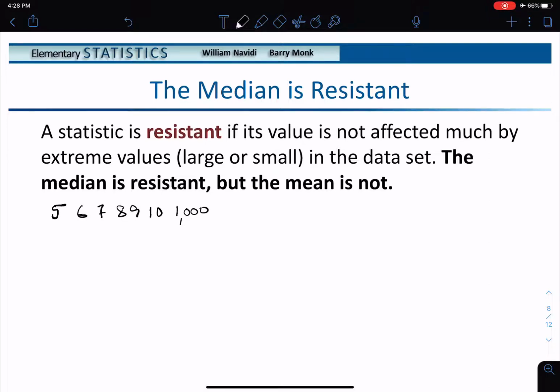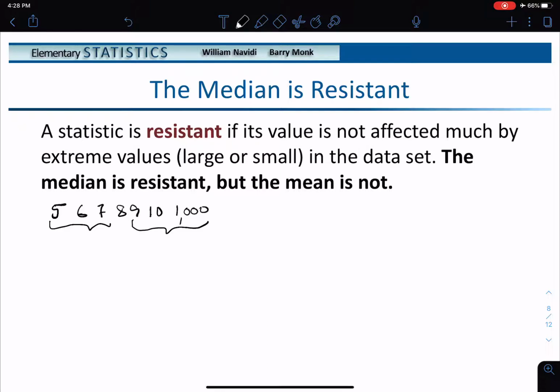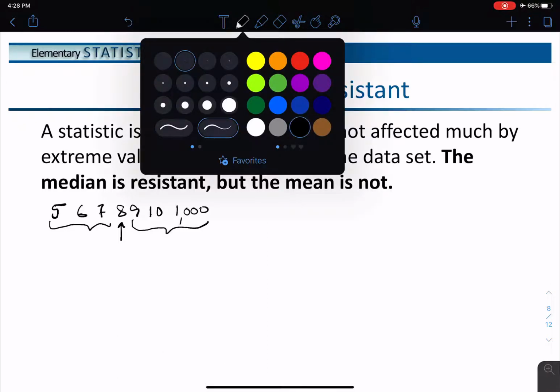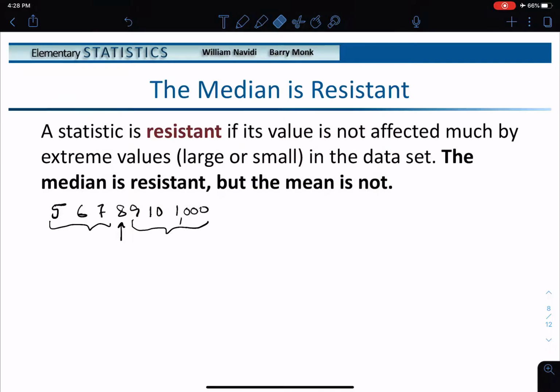So the median in this case is still going to be, let's see, I have 3 data pieces on my left and 3 data pieces on my right. So the median in this case is 8. Regardless of whether that last number happened to be 1,000, or what if that number was just 11, it's not going to change my median of 8. So we consider the median to be resistant to having large or small numbers.